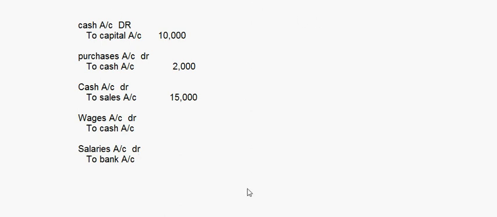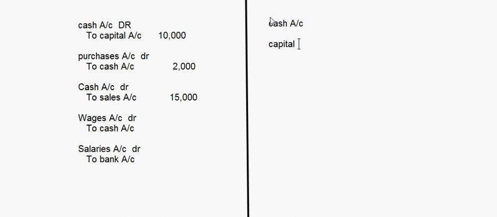Now if you want to post these into the ledger, first of all these accounts will be prepared. You will have a cash account, a capital account, a purchases account, and a sales account, wages account and salaries account. All these accounts will be prepared. Now the thing which is important here is to understand how the journal entry is posted into the ledger. This is the basic of accounting, making of a journal and posting it into the ledger. So here I'll explain how to do that.